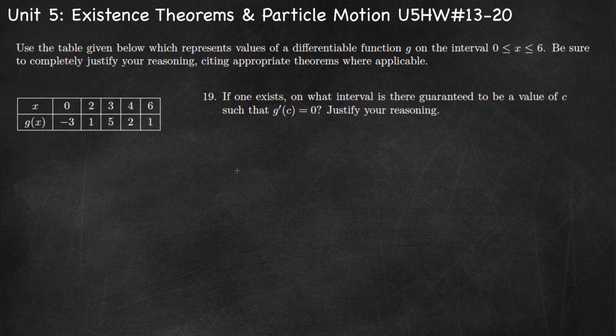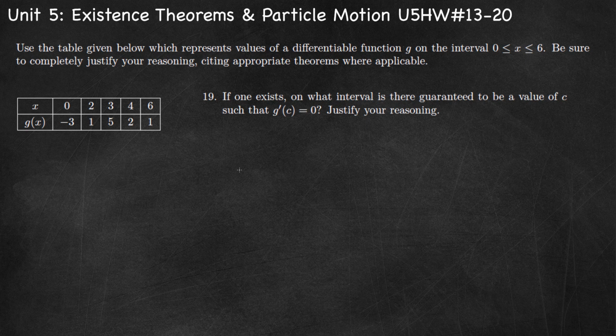If one exists, on what interval is there guaranteed to be a value of c such that the derivative is equal to 0? The derivative is equal to 0. When you see that right away, you should think Rolle's theorem. That's the conclusion of Rolle's theorem, that somewhere the derivative will equal 0.